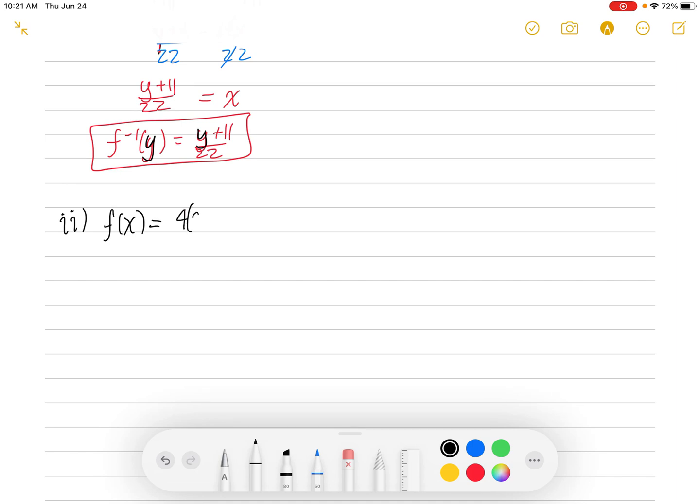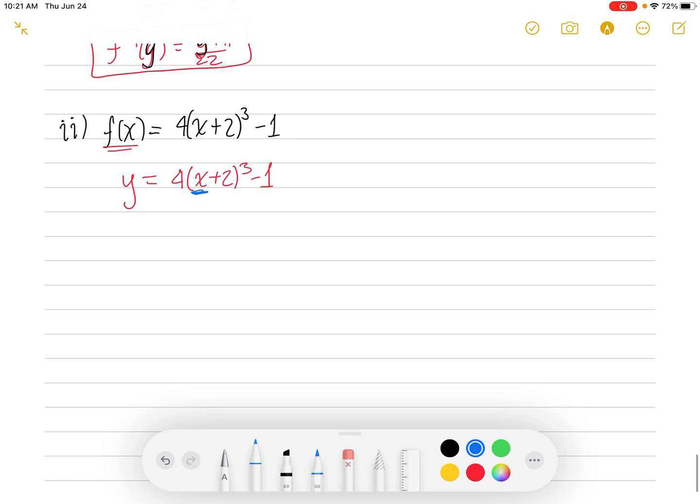Okay, so I'm going to do number 2. This one is not linear. This is going to be some type of cubic equation. We're going to have 4 times x plus 2 cubed minus 1. So step 1 is to rewrite the f of x with a y. Keep everything else the same.